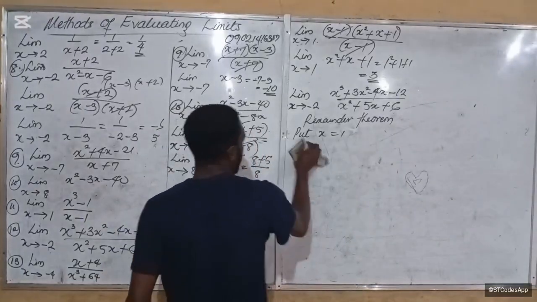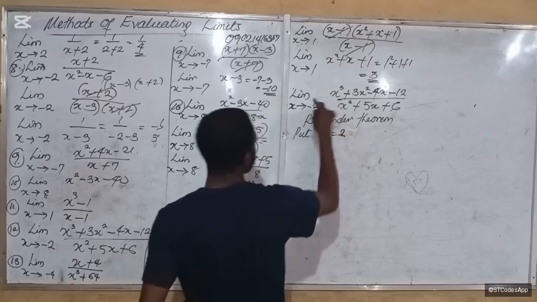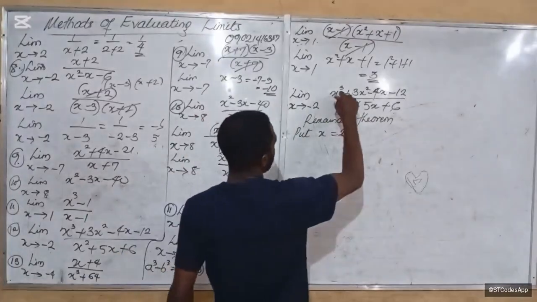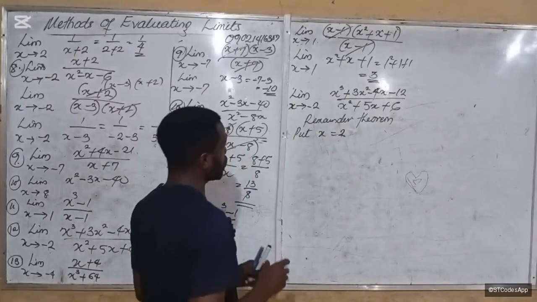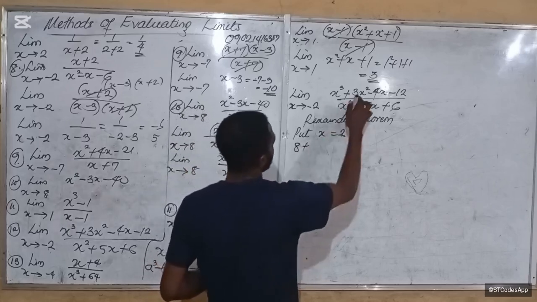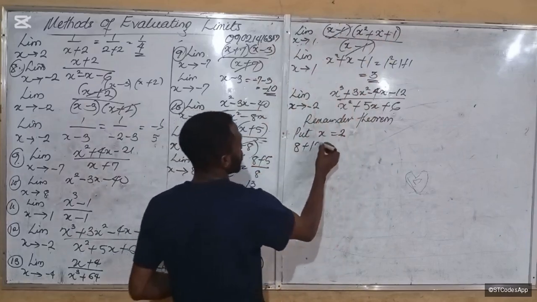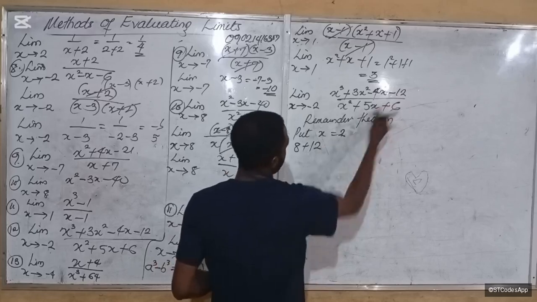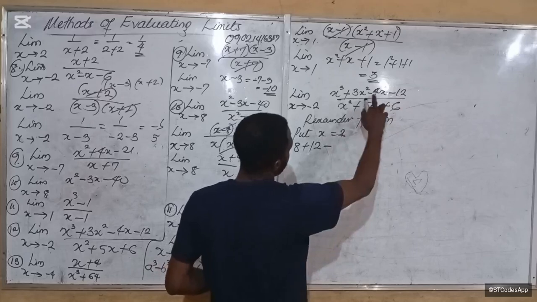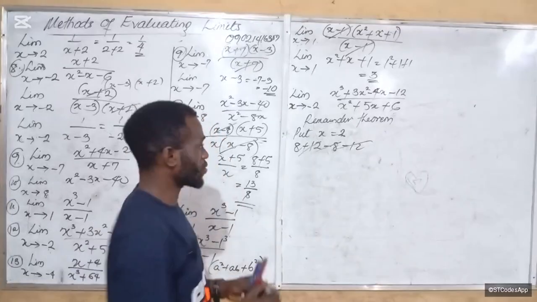Should we go further? Okay, let's go further. Let's try 2. Put x as 2. If it doesn't go, we'll just factorize this exactly. So 2 raised to the power 3, that's 8. 8 plus 3 times 2 raised to the power 2, 4 times 3, 12. Yes, to cancel out, plus minus 4 times 2, 8, minus 12, yes. So 2 is a factor.